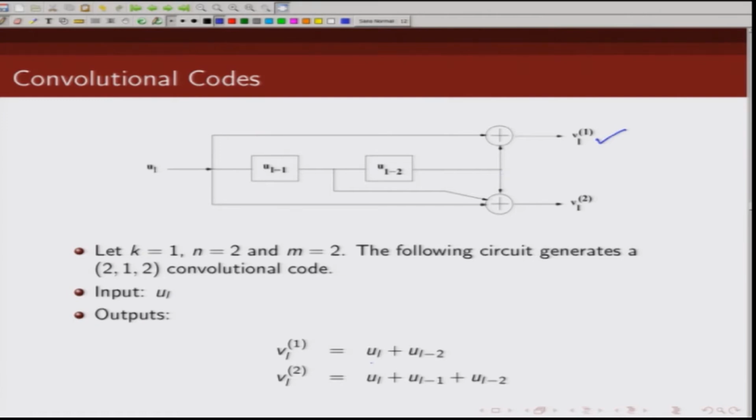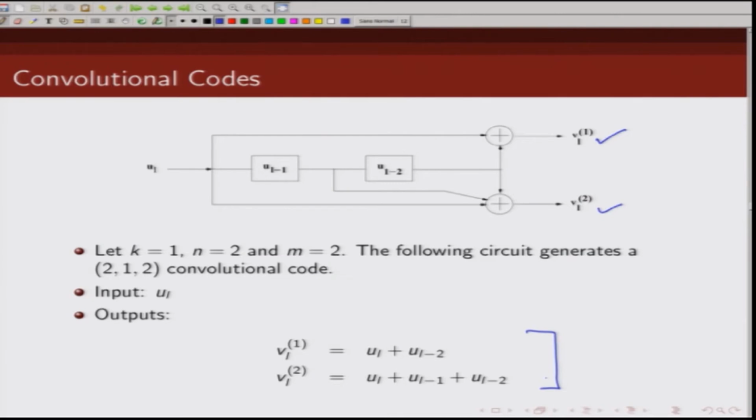So, in other words, it depends on the current input and the past two values, basically. And similarly, this one depends on the current input, one past input, and this U_{l-2}. So, this is basically how. You can see the difference here. The output not only depends on the current input, but it also depends on past inputs.